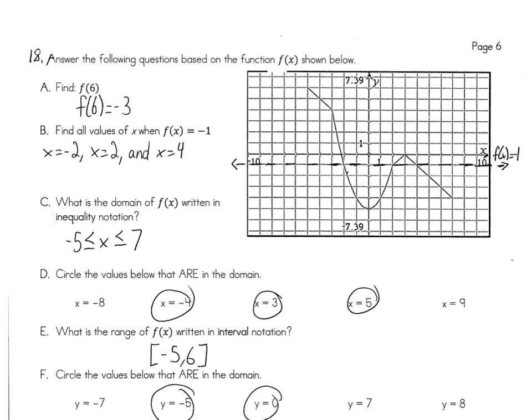D, circle all the values that are in the domain. So can x be negative 4? Sure can. Can x be positive 3? Sure can. Can x be 5? Sure can. And how about can x be 9? No, there's no graph over there. So what is the range in interval notation?